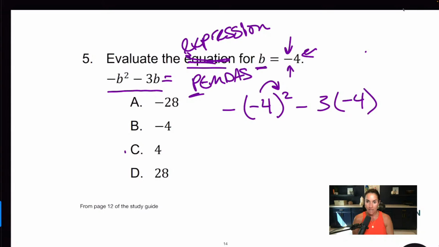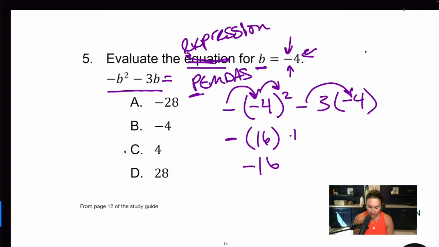-4 times -4 is +16. But I have this negative here. Notice that becomes -16. Had I distributed this first, I would have gotten just 16. It would have changed my whole thing. Now I'm going to bring this down. -3 times a -4 is a +12. Notice I have -16 plus 12. And my answer is going to be -4 because -16 plus 12 is a -4.